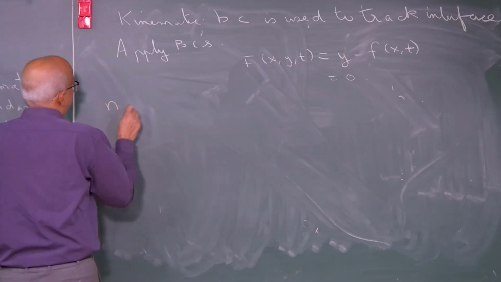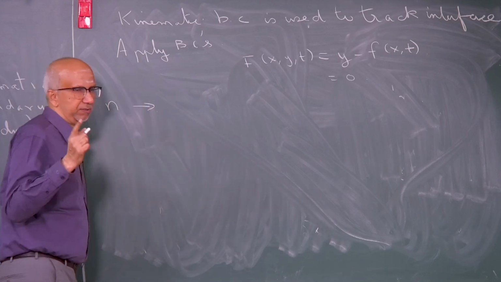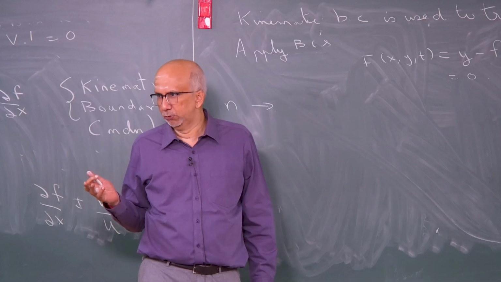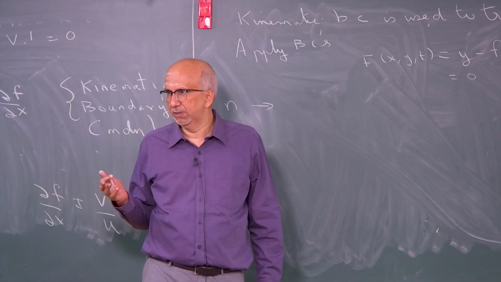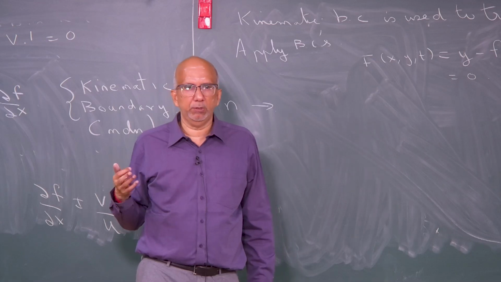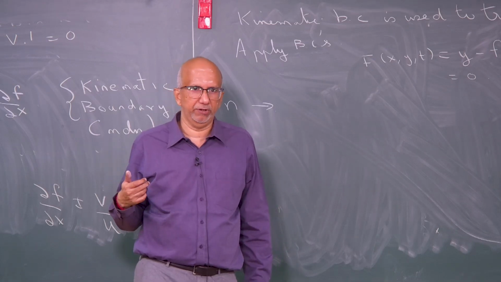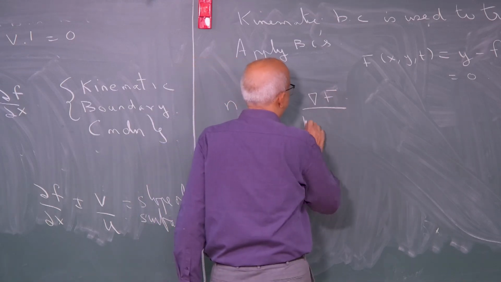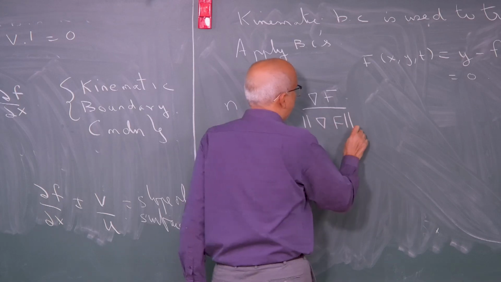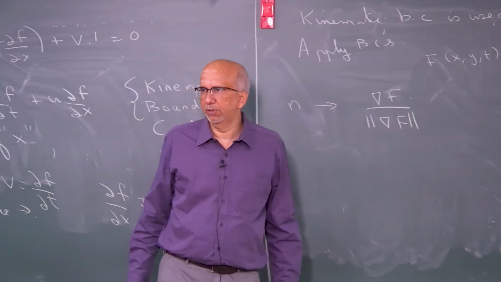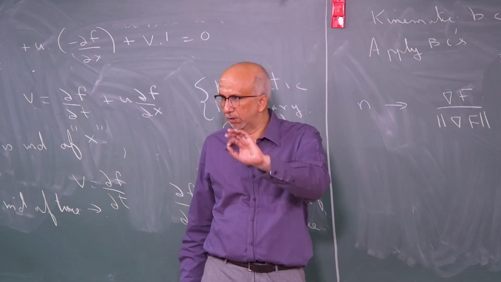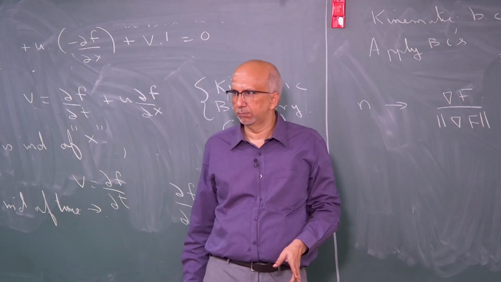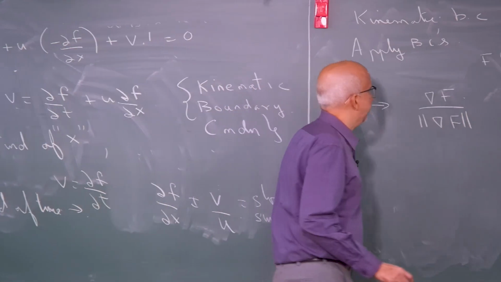How do you find the normal? You must have done this in one of your math courses, and at that time possibly you never had any idea where it was going to be used. The normal is defined as the gradient of F, and if it is a unit normal, you divide it by the modulus of the gradient of F. This is the gradient of F divided by its norm, because I want a unit normal. It is like what you did in your math course where you normalize the vector. So, what is the gradient of F going to be?